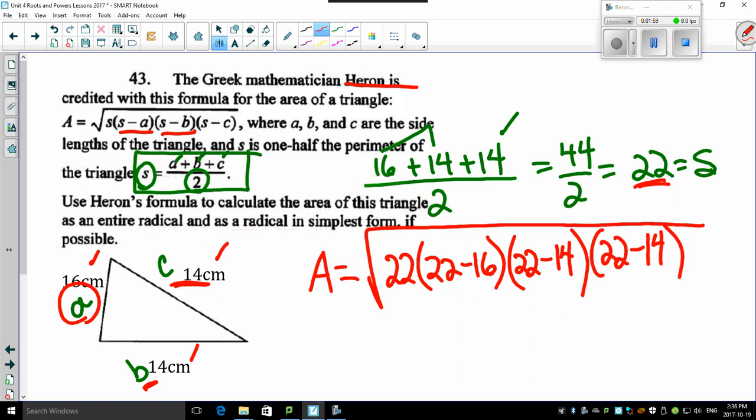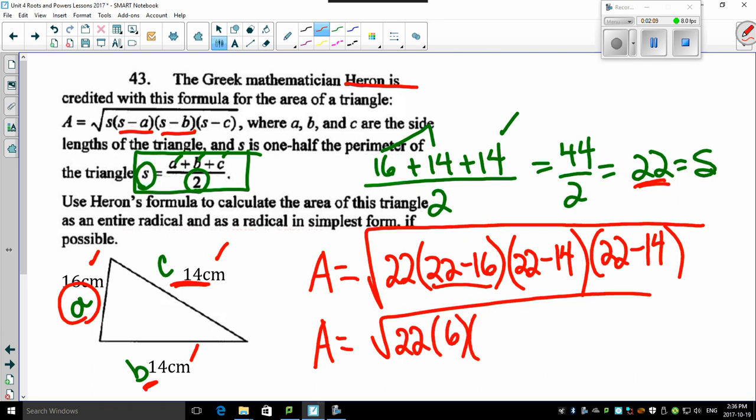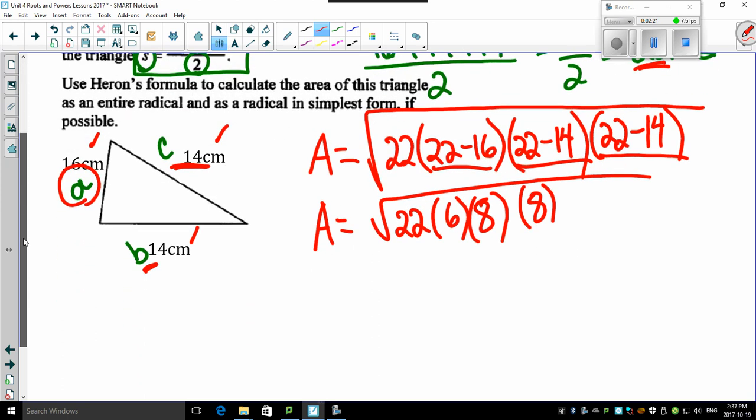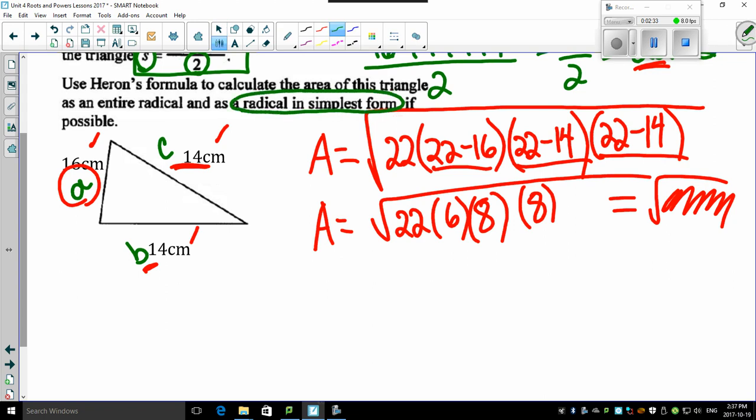Now, let's clean this up. A equals the square root of 22. There's 22 minus 16, which just works out to be 6. There's 22 minus 14, which works out to be 8. There's 22 minus 14, which also works out to be 8. Now, a lot of people at this point go to their calculators and multiply this whole thing out to give you some astronomical number. You don't have to do that. Remember, this asks you for a radical in simplest form as your answer.